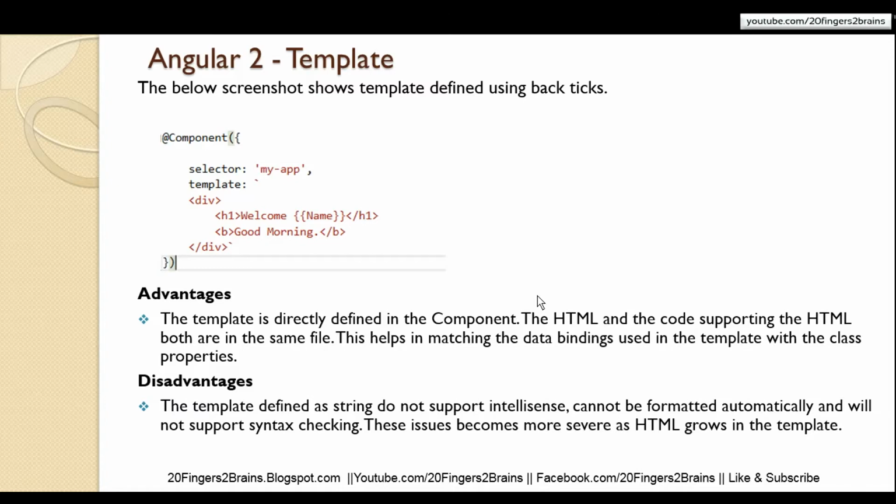And there are disadvantages as well. A template defined as a string does not support IntelliSense, cannot be formatted automatically, and will not support syntax checking. This issue becomes more severe as the HTML grows in the template. It is quite obvious that since you are defining a template in string format, there will be no support for IntelliSense, it cannot be formatted automatically, and it will not support syntax checking. These issues are small if your template is small, but if the HTML is very large, then it becomes a severe problem.